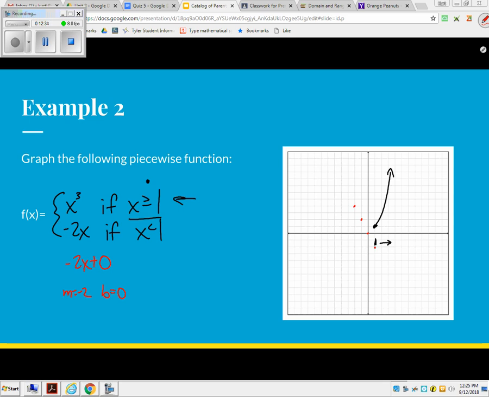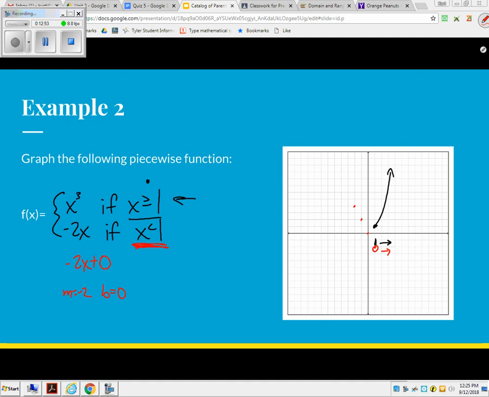I don't want to go too far on this because remember, I have to fit it inside this domain. X has to be less than 1. So I don't want to keep going this way on it because it's not defined over there. I just want to graph this straight line for where x is less than 1.